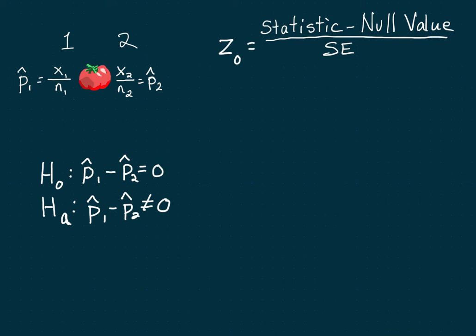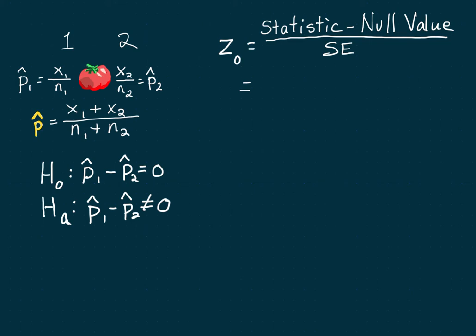But the other value that we need is not P sub 1 hat or P sub 2 hat, but just P hat, the proportion of all the tomatoes in both of these samples that are rotten. So we will add the number of rotten tomatoes in sample 1 to the number of rotten tomatoes in sample 2 and divide that by the total number of tomatoes in both samples.